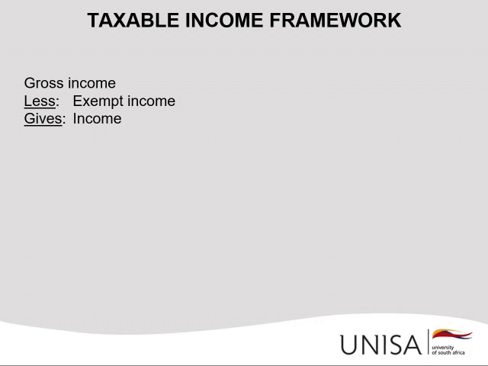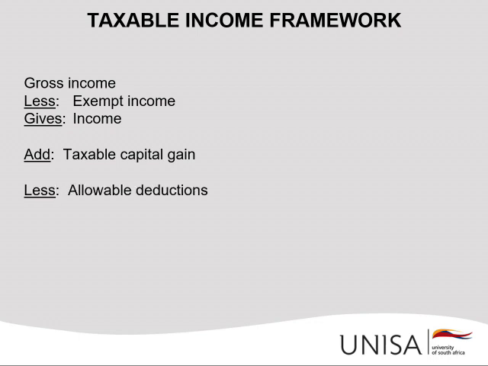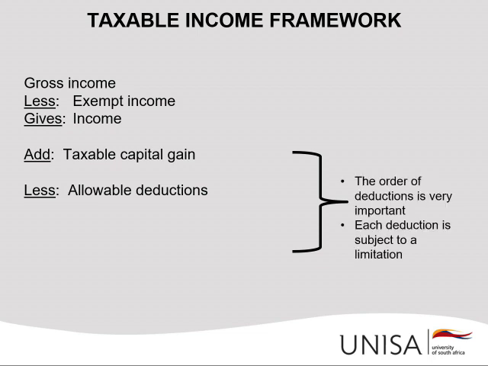After dealing with income, a taxpayer will be required to include any taxable capital gain. They will also be able to deduct an assessed loss from the previous year of assessment. The last step in calculating taxable income is that a taxpayer is able to deduct certain expenses that are provided for in the Income Tax Act. These are referred to as deductions, and these deductions must be done in a specific order, as some of the deductions are limited to a percentage of the taxable income, and if you do these deductions in the wrong order, you're going to end up with a wrong limit.